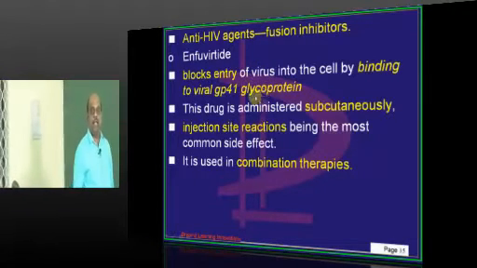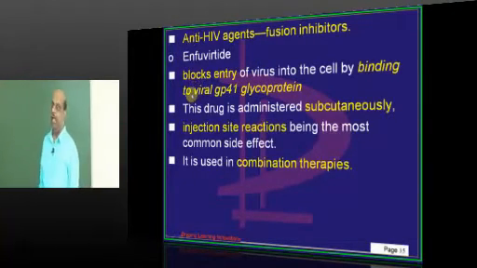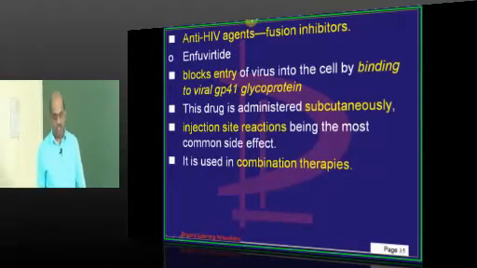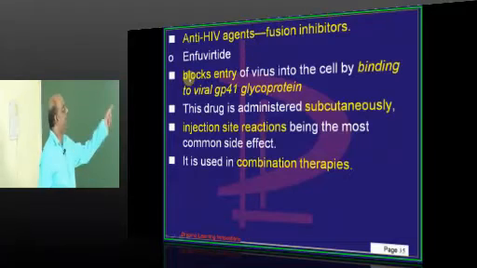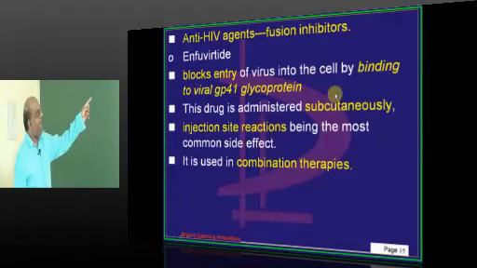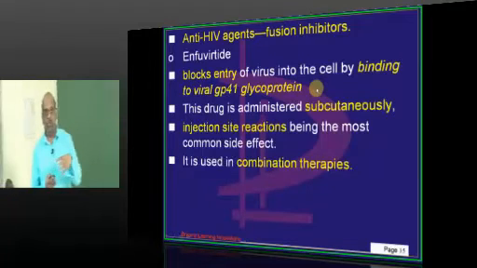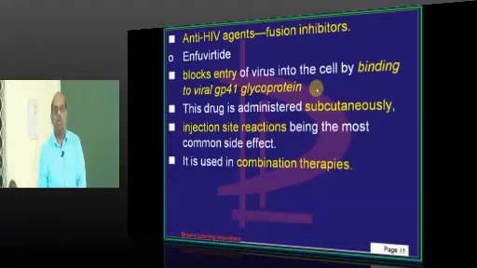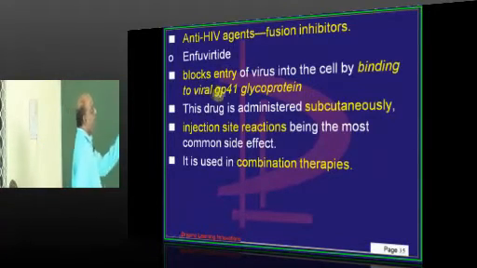Entry inhibitors are like the visa officers, passport officers at the airport. He will check whether you have a passport or not. So we have what are called fusion inhibitors, which first of all prevent the virus from coming and blending with the host cell membrane. Enfuvirtide.